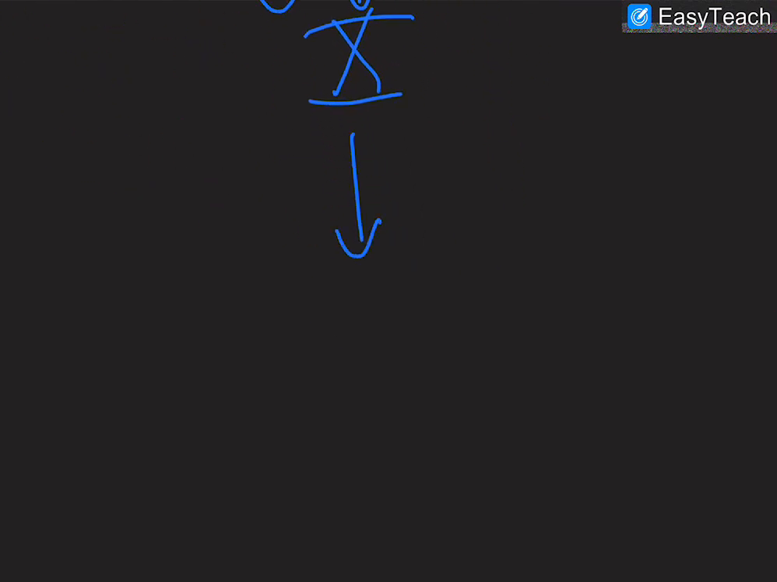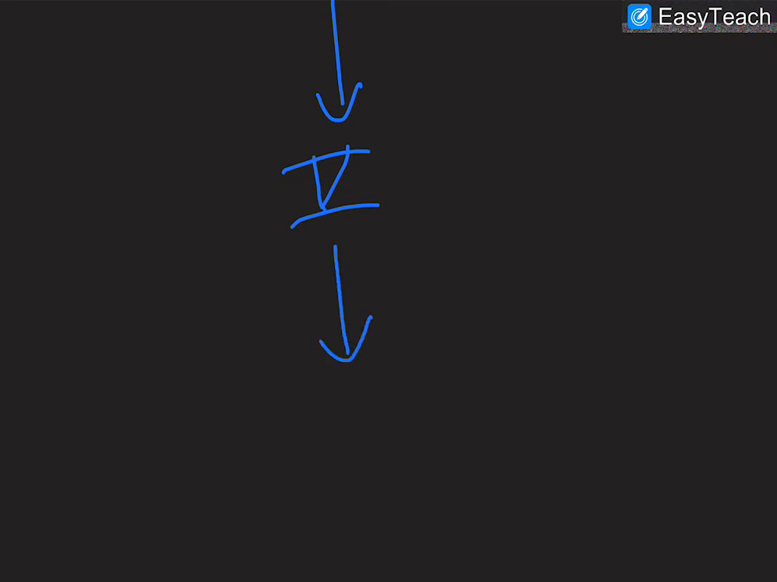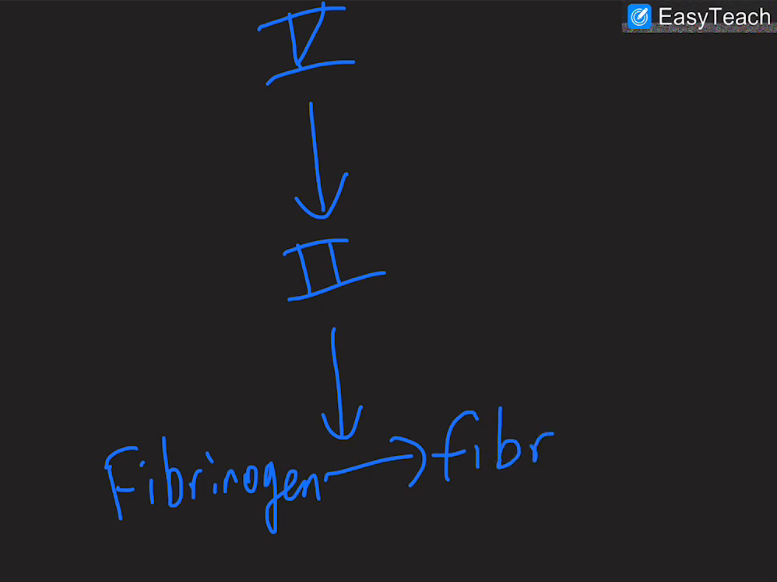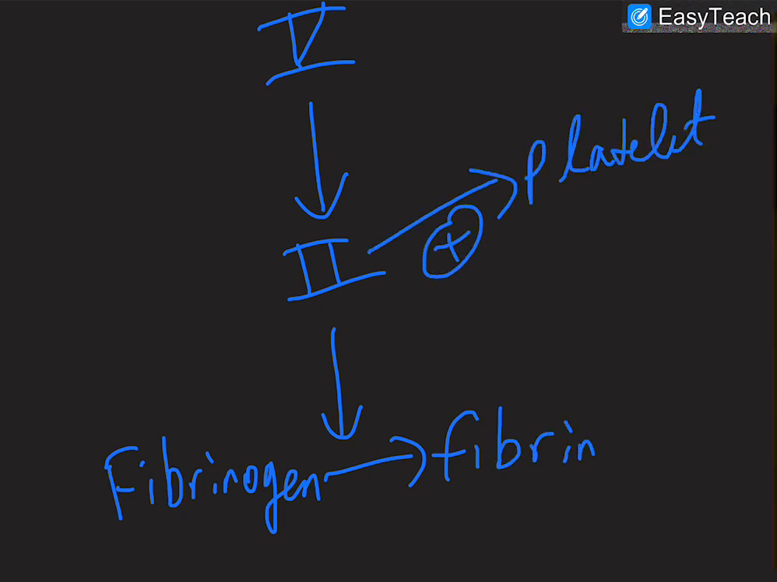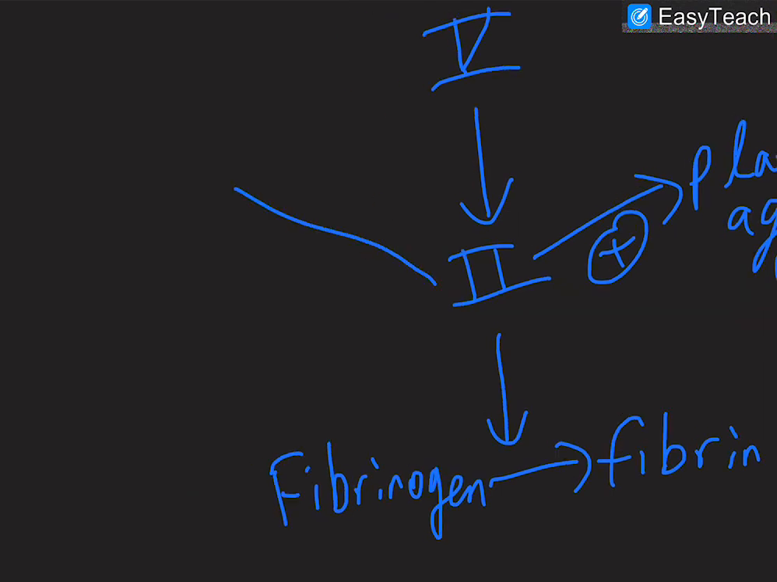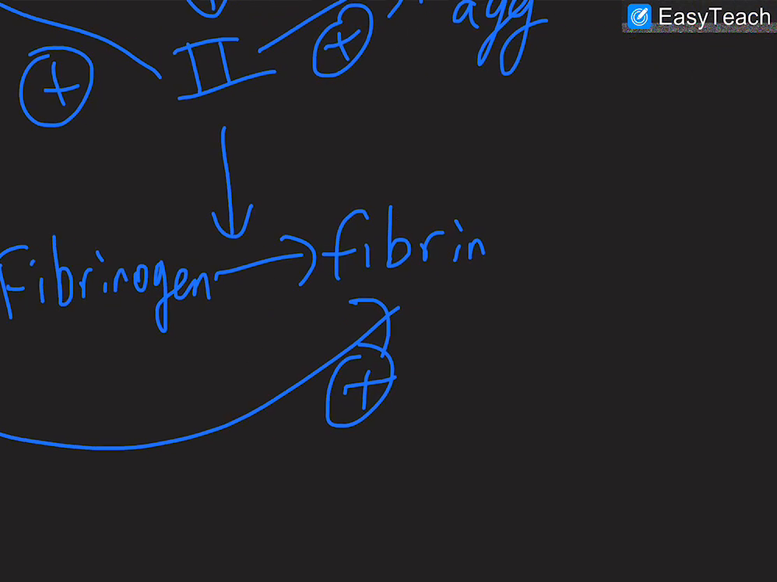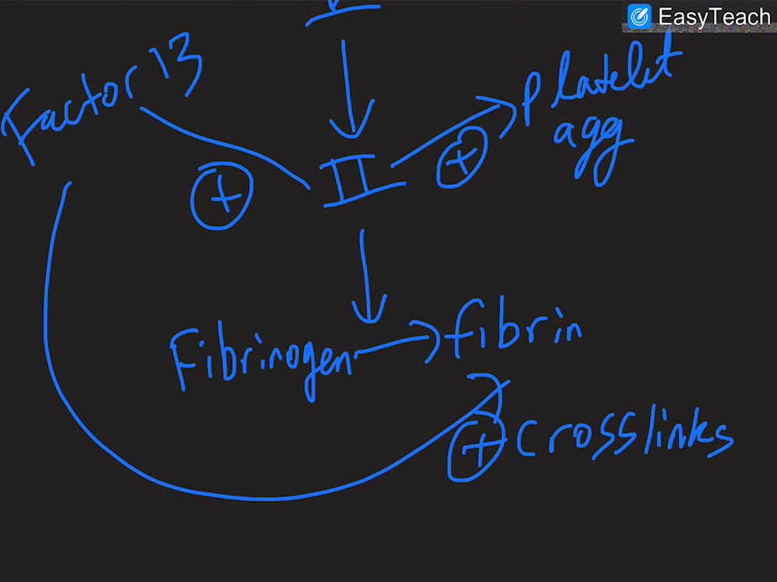Then factor 10 eventually activates factor 5. Factor 5 eventually activates thrombin, converting prothrombin, factor 2, to thrombin. And then thrombin eventually converts fibrinogen into fibrin. Thrombin also stimulates platelet aggregation, and activates factor 13, which then stimulates the cross-linking of fibrin. That's a really quick rundown of how the coagulation pathway works.